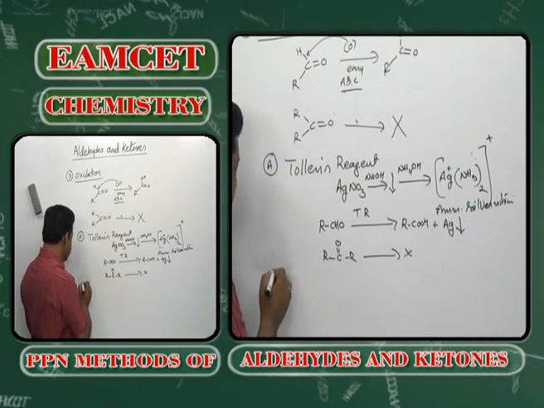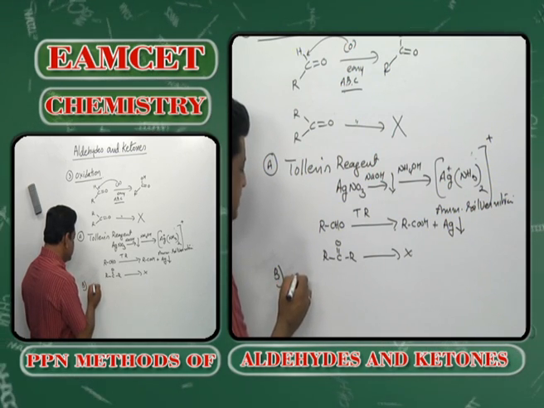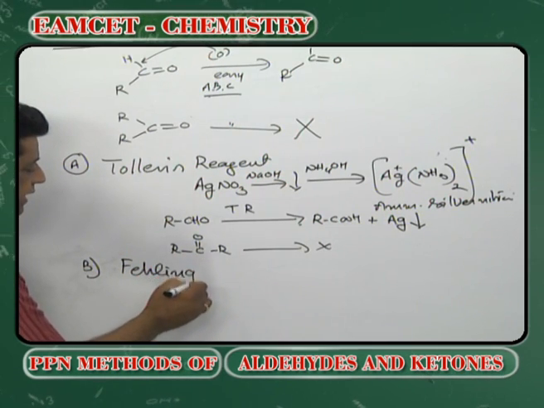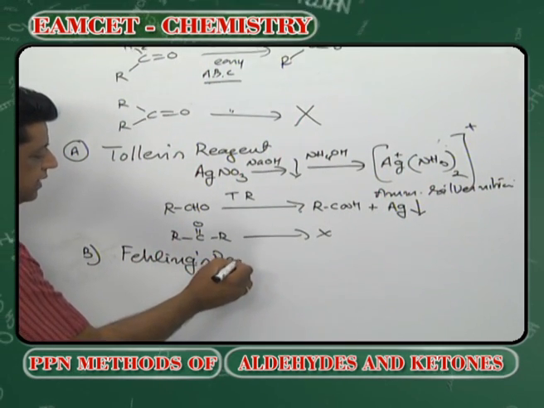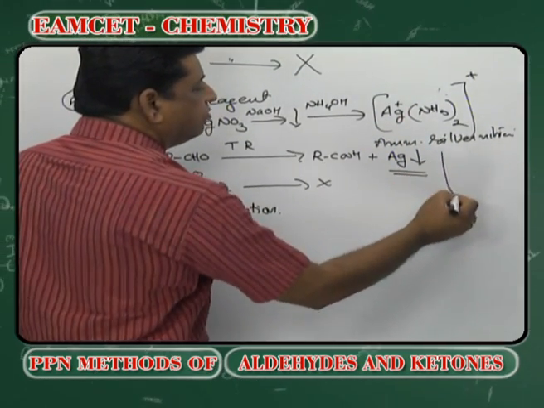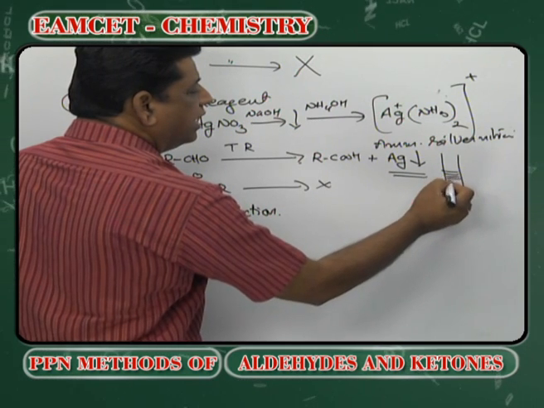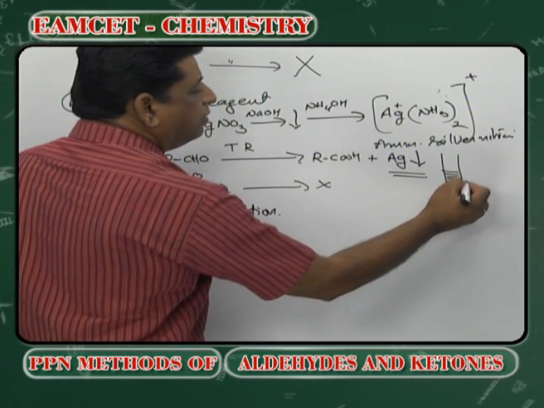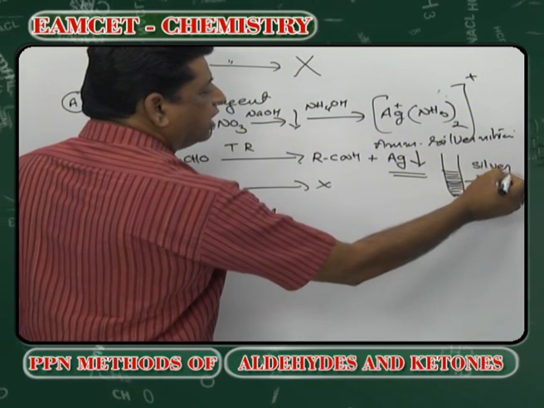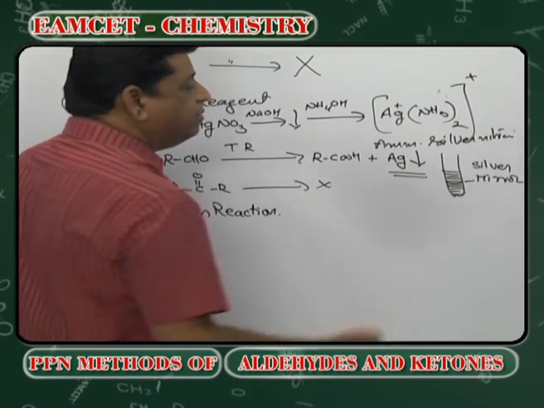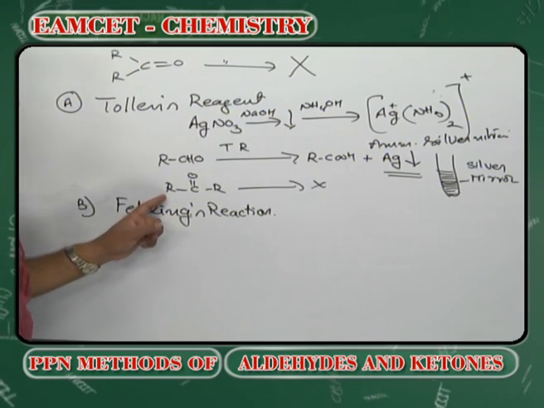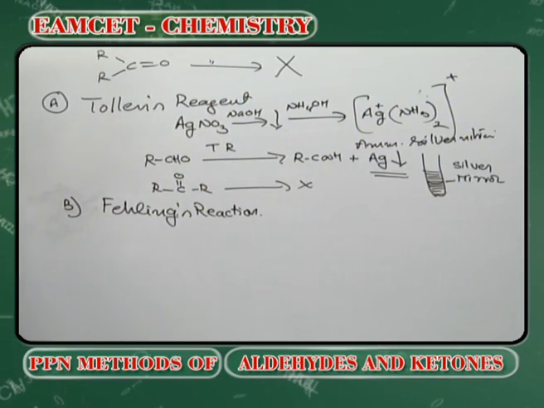Similar is the case with another reagent, Fehling's reagent. Tollens reagent gives silver, and in the test tube you find a beautiful silver deposition on the inner walls, just like a silver mirror. Therefore the test is also called the silver mirror test. It is given by aldehydes but not by ketones. Ketones give no response with this reagent.